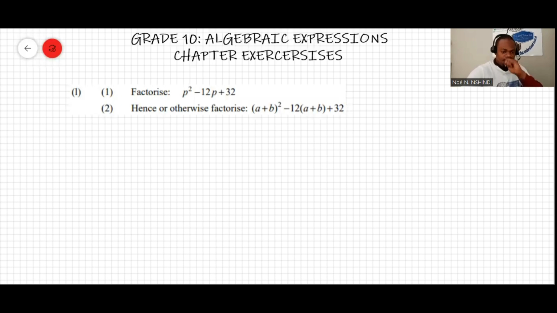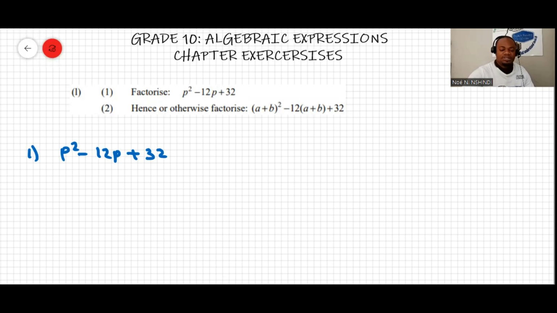Well, we have another question here, question L, 1 and 2. Question 1 says factorize p squared minus 12p plus 32. So we will do as we used to do. We look at the last term, it's 32. Let me write here 1 p squared minus 12p plus 32.